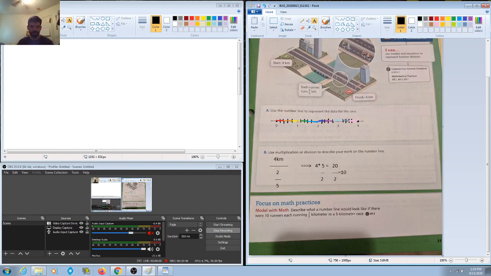So it says focus on math practices. Model with math. Describe what a number line would look like if there were 10 runners, each running half a kilometer of a 5-kilometer race. So let's go ahead and do that. Let's go ahead and make a number line. I'm going to go ahead and break this up into a 5-kilometer race. This probably won't be perfect, but I'll do the best I can.